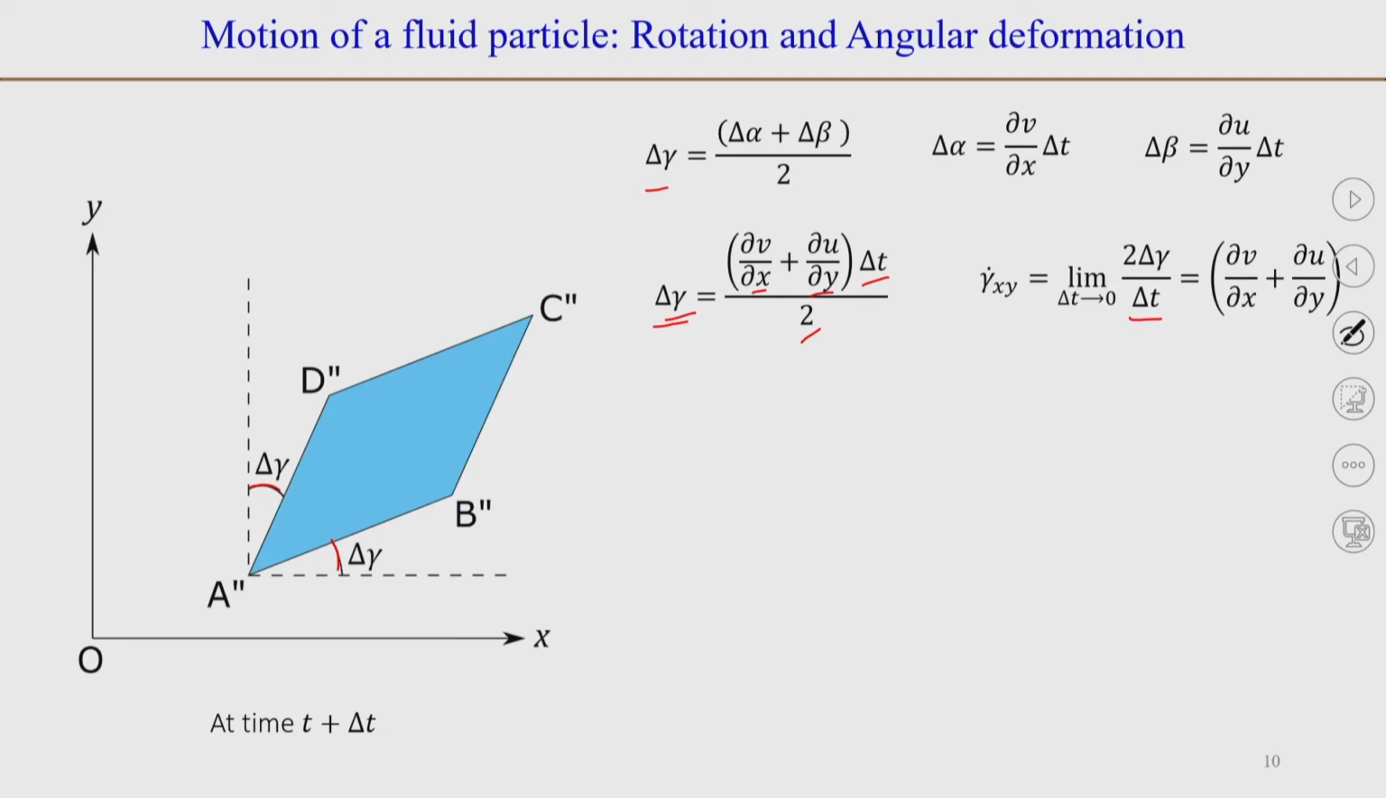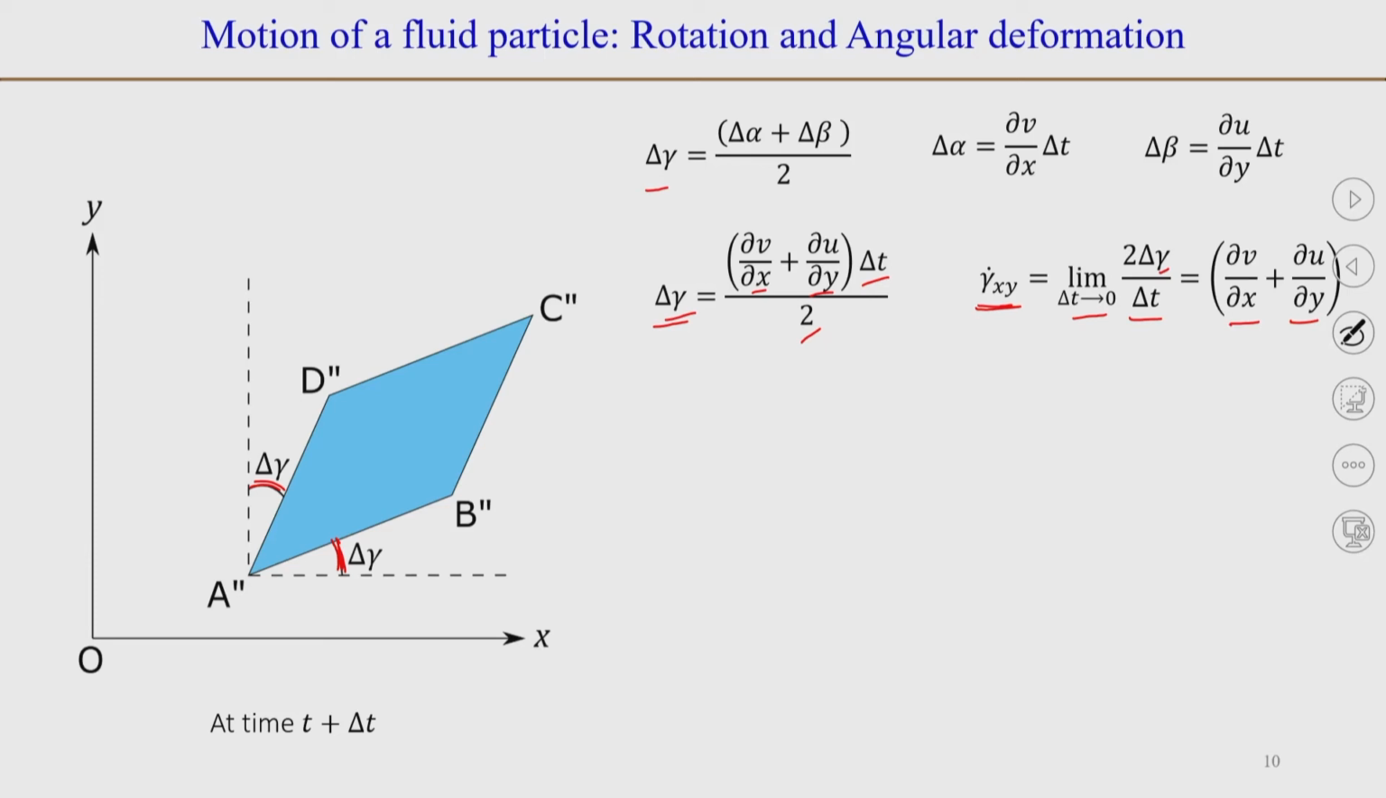But we know that the angular deformation is 2 delta gamma. That is why we have written here that the rate of angular deformation of the fluid element in the xy plane, gamma dot xy, is equal to 2 delta gamma, which is the angular deformation, divided by delta t in the limit delta t tending to 0. So, that will be equal to del v by del x plus del u by del y.